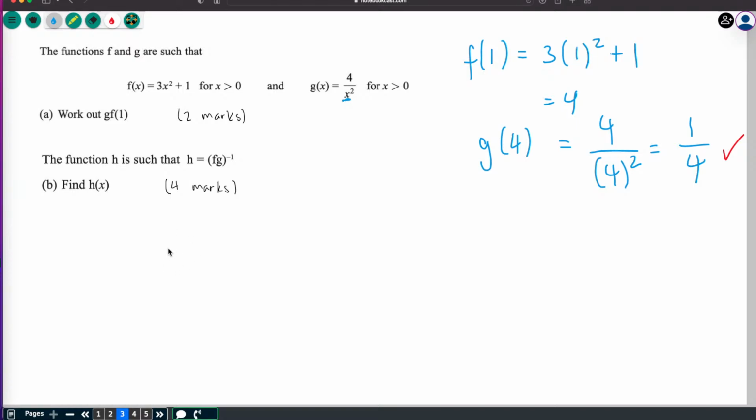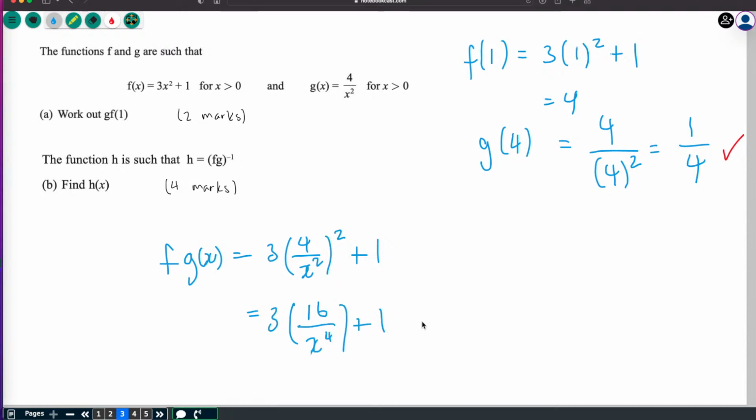Okay, so we want to do f of g of x. This means taking this function for g. I'll just finish this off, then we can chat a little bit more. We take this function for g and input it into f. Where the x is, we're taking this whole thing, 4 over x squared, and putting it in there. So it's going to be 3 times 4 on x squared, all squared, plus 1. And now you can simplify this a little bit, but we'll still leave it as it is pretty much. So 4 squared is 16 over x to the 4 plus 1.